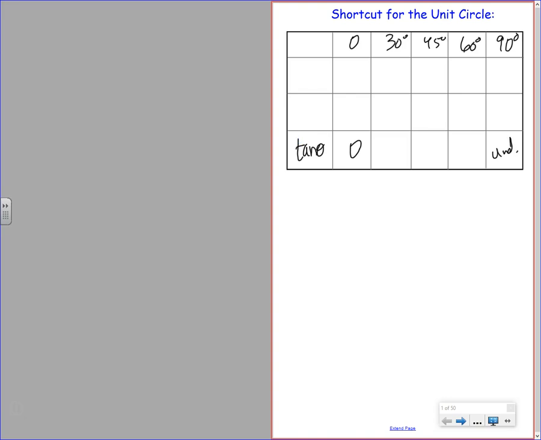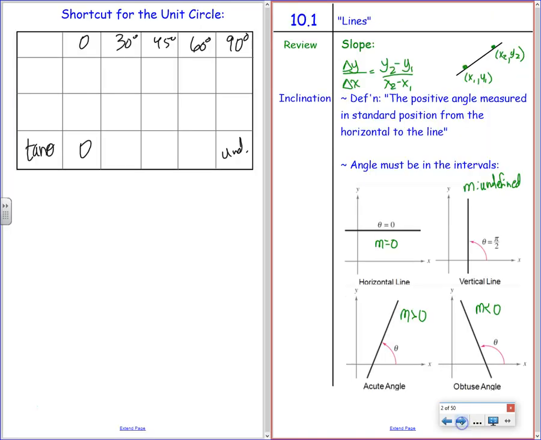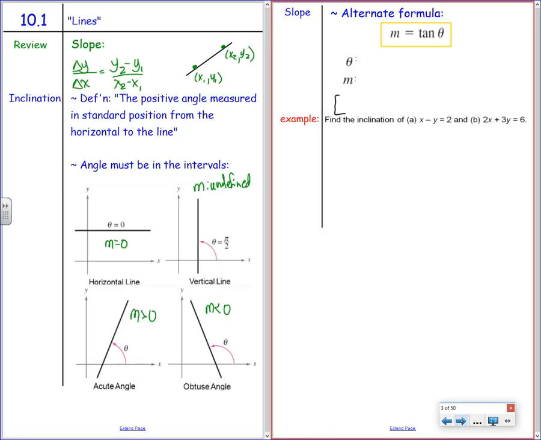Wait, 0 at 0 and undefined at 90. What did we just talk about being 0 at 0 and undefined at 90? The slopes. So the tangents are the slopes and the slopes are the tangents? Why else does that make sense besides the zeros and the undefineds at 0 and pi over 2?